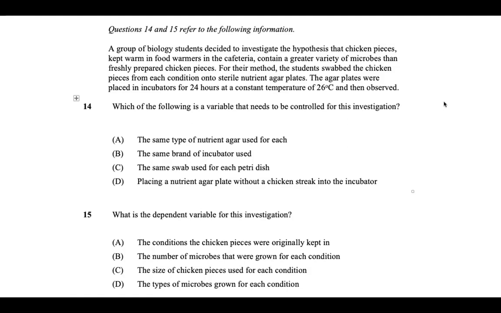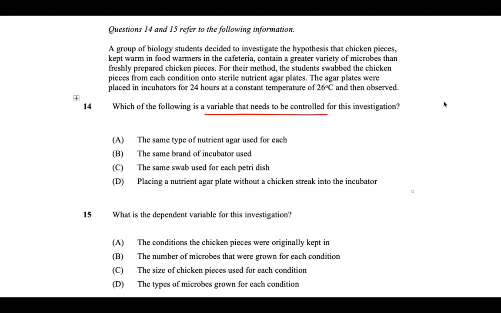All right, question 14 and 15 relate to this information here, where basically we have students conducting a test where they're looking at whether chicken that's held in one condition has more microbes on it than chicken that's held in another condition. So question 14 was, which of the following is a variable that needs to be controlled in this investigation? So controlled variables are variables that if we don't control them, they will absolutely have an impact on our results.